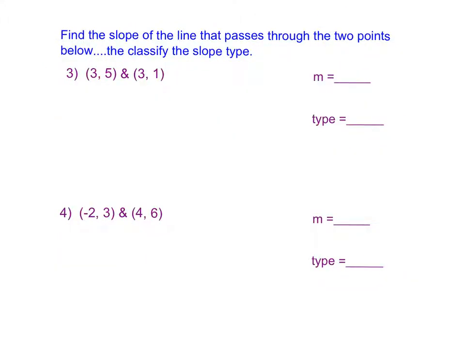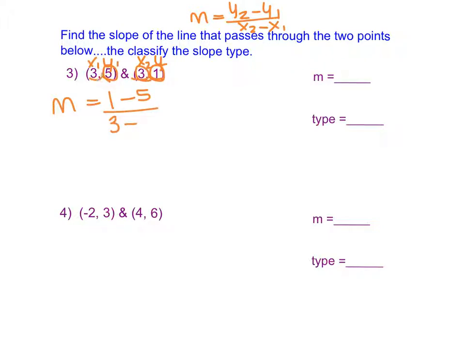And finally, last 2 problems. So we're going to start off, we have x1, y1, x2, y2. Remember, our slope equation is y2 minus y1 over x2 minus x1. So here we substitute in the values, so we have y2 minus y1 divided by x2 minus x1. So here we have 1 minus 5, which is negative 4, over 3 minus 3, which is 0.